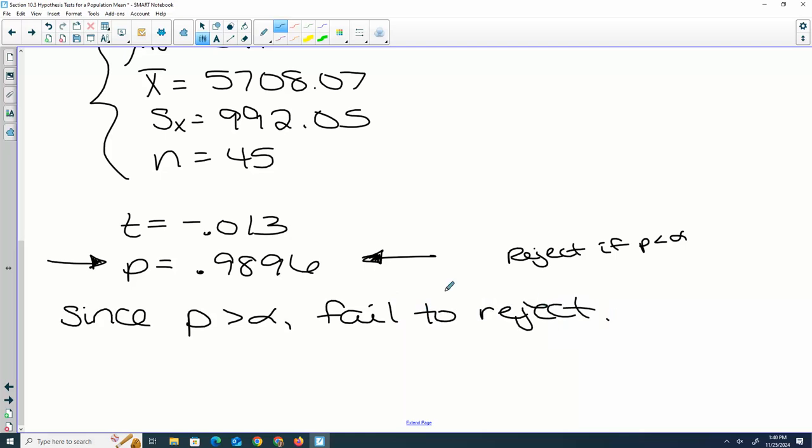In fact, what this means is if the null hypothesis is true, there is a 98.96% chance of getting a sample like I did. So that leads me to believe the null hypothesis is true, or at least we cannot prove that it's false. Questions there? Let's try another one.